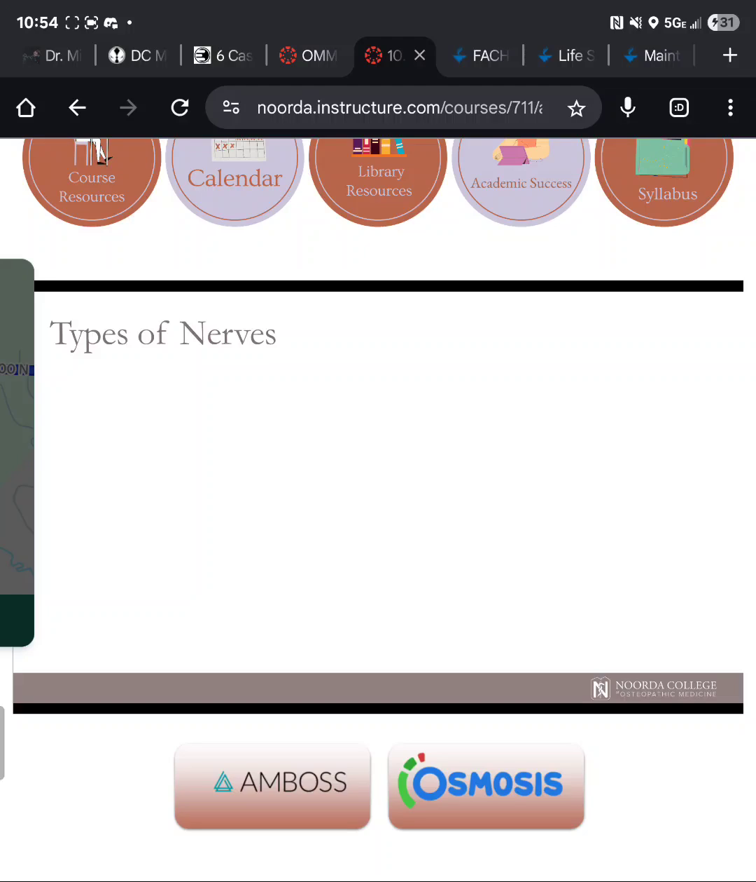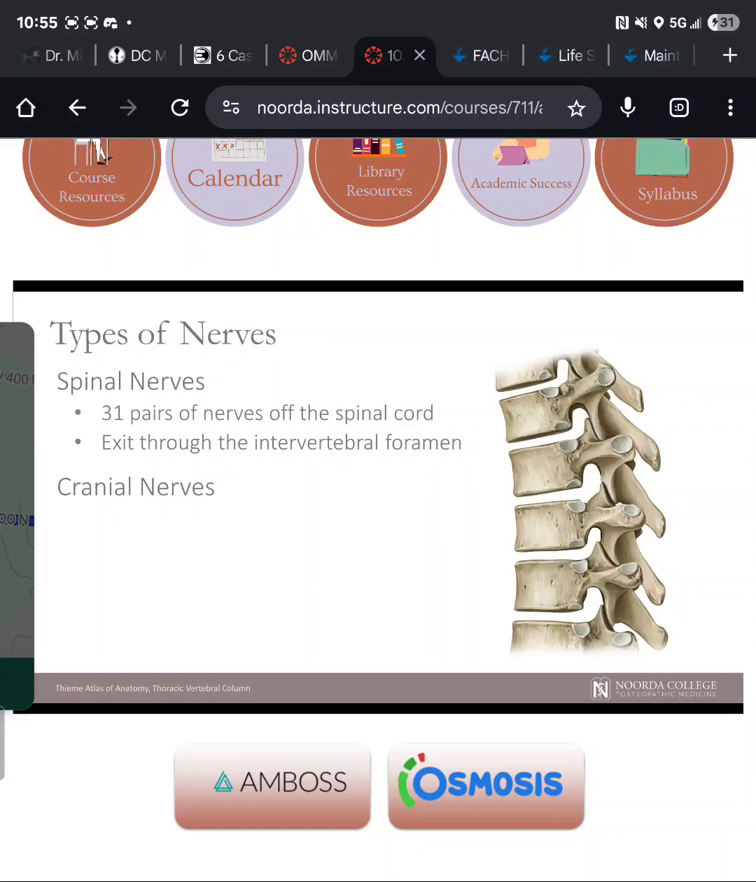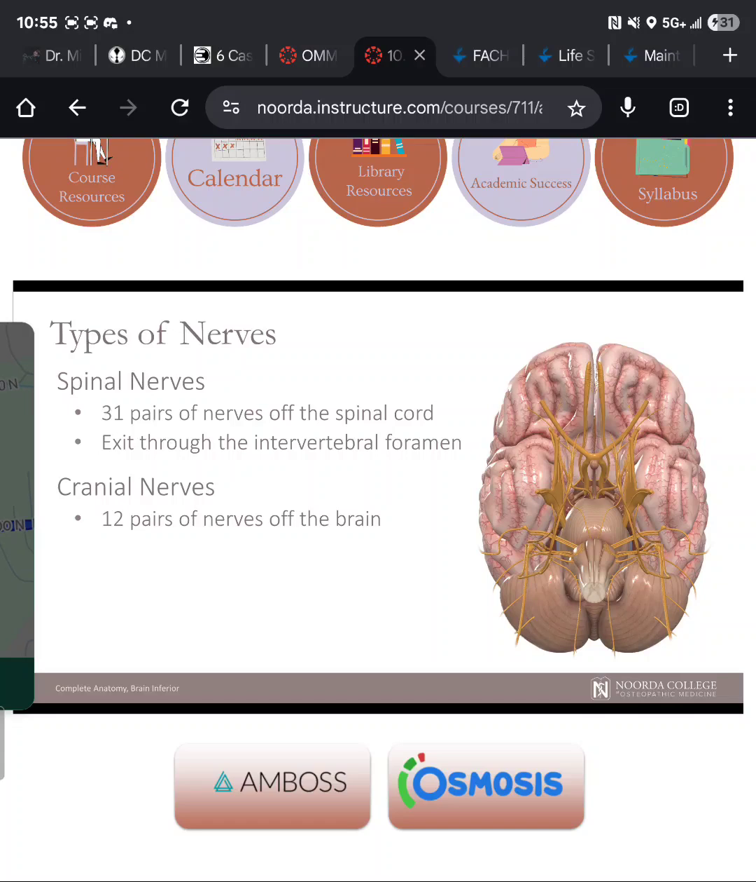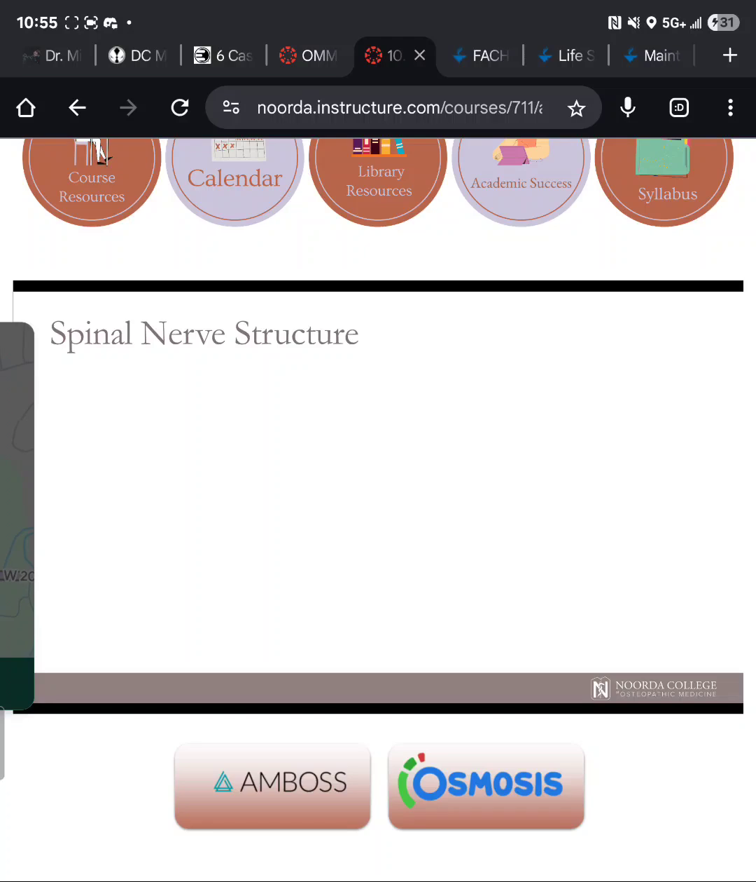And there are two main types of nerves that we're going to be talking about quite a bit in this course. One type are spinal nerves and the other are cranial nerves. So what are the differences between those two types of nerves? For spinal nerves, there are 31 pairs of nerves that come off of the spinal cord, and each of those nerves are going to exit the vertebral column through intervertebral foramen. And I have one of those highlighted there in purple. Then for cranial nerves, there are 12 pairs of nerves that come off of the brain and the brainstem, and those are going to exit through the cranial foramen. For the rest of this video, we're mainly going to focus on spinal nerves and their structure.